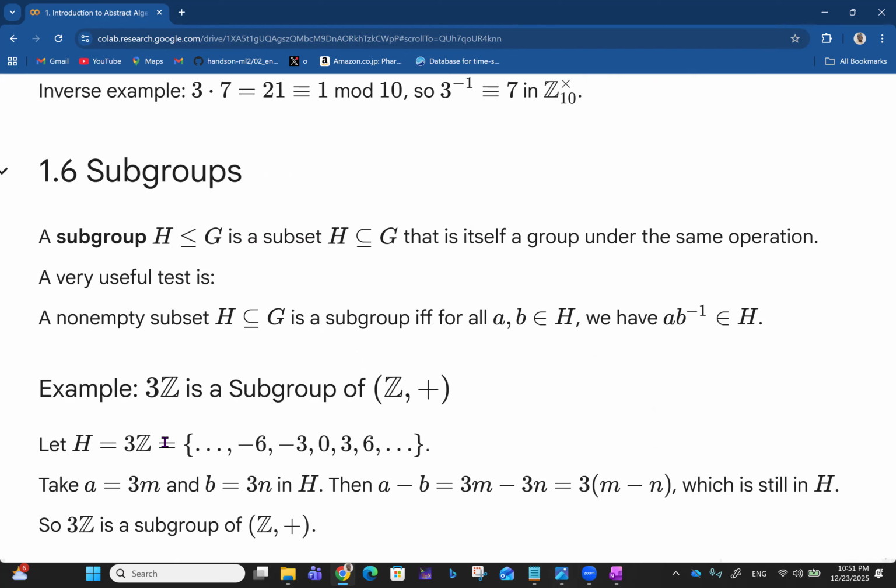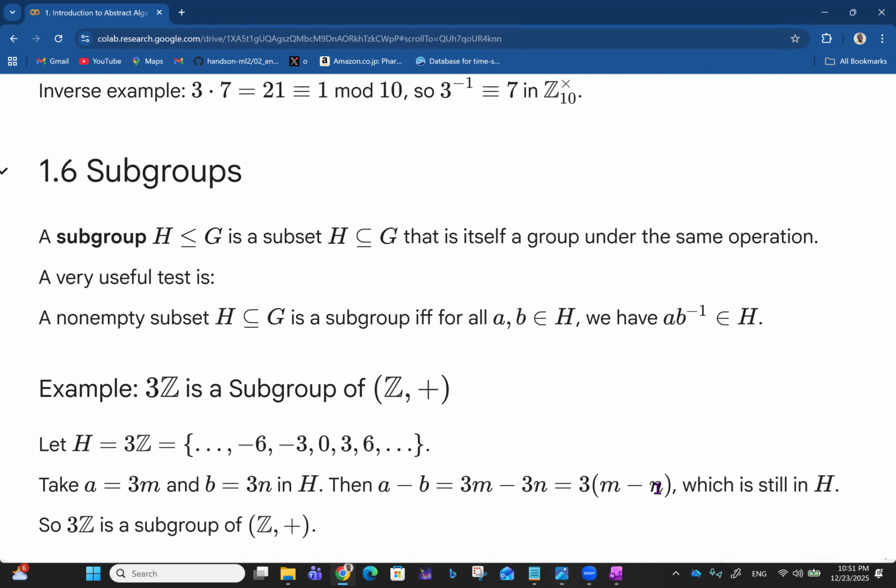But 3Z, that's multiples of 3. So you have minus 6, minus 3, 0, 3, 6, infinity to the right, infinity to the left. So if we take A to be 3M and we take B to be 3N, right? So in H, then we say that A minus B will be 3M minus 3N, which is 3 into M minus N. So you can see this 3 times M minus N will still be in H, whatever M minus N is.